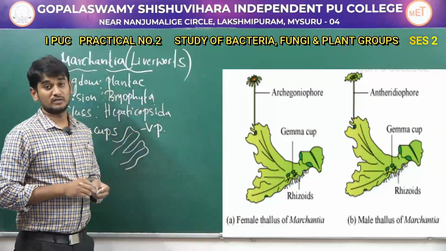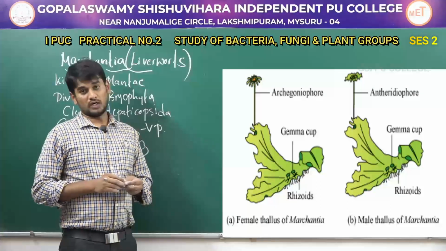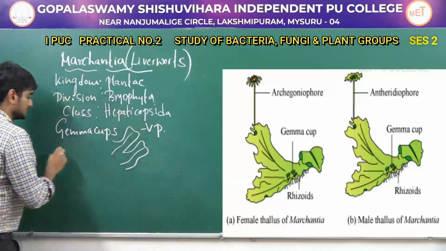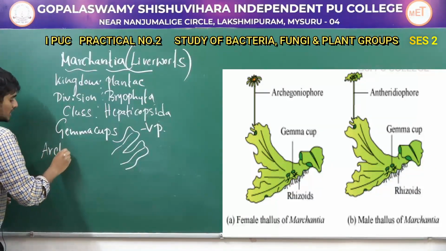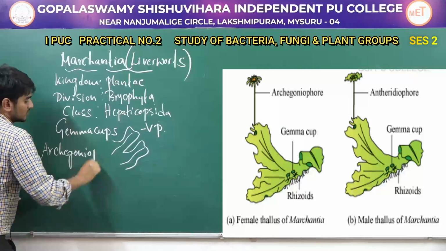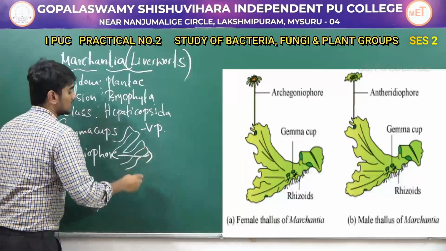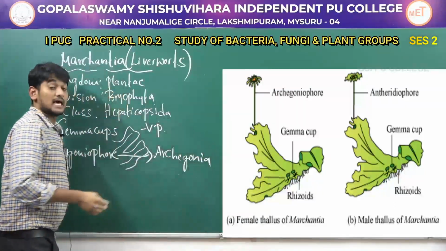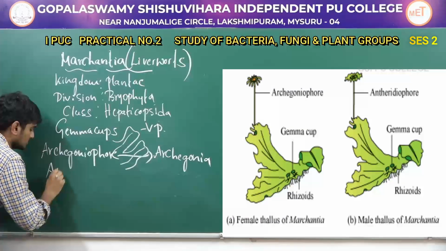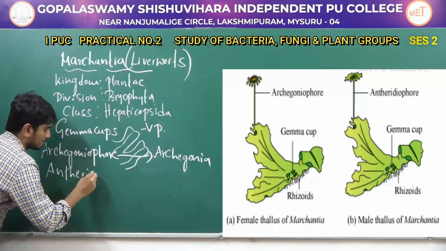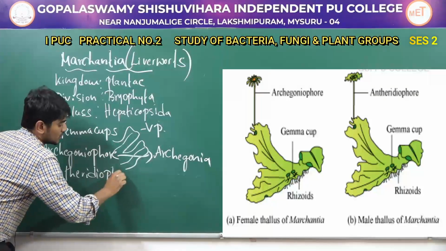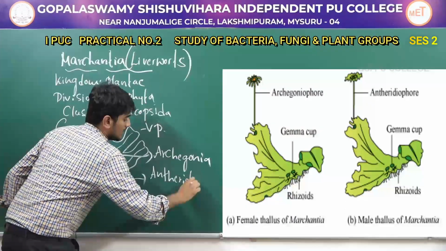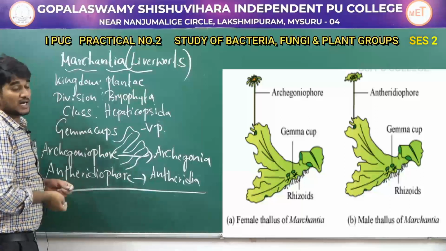And reproduction is through the archegoniophore, which produces the female sex organ called archegonia. And the antheridiophore produces the male sex organ called antheridia. Yes, this is all about Marchantia.